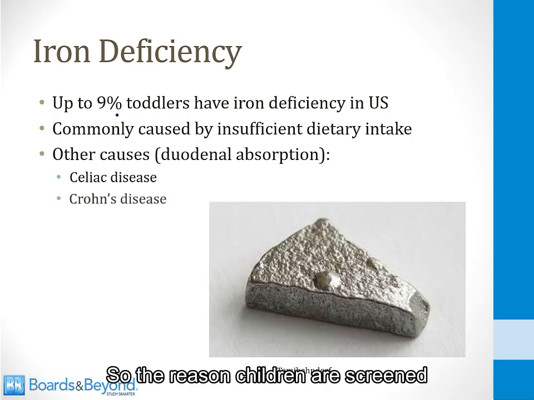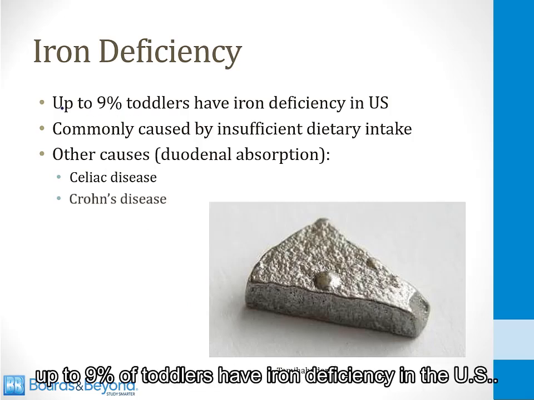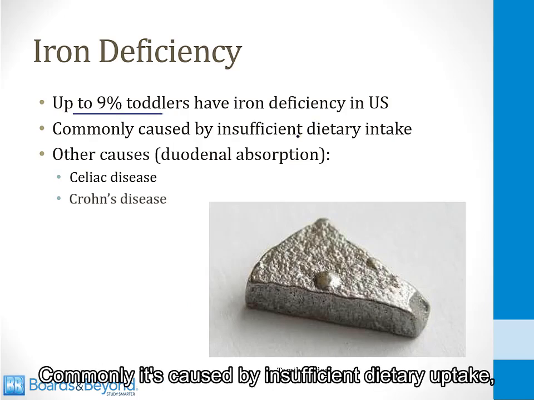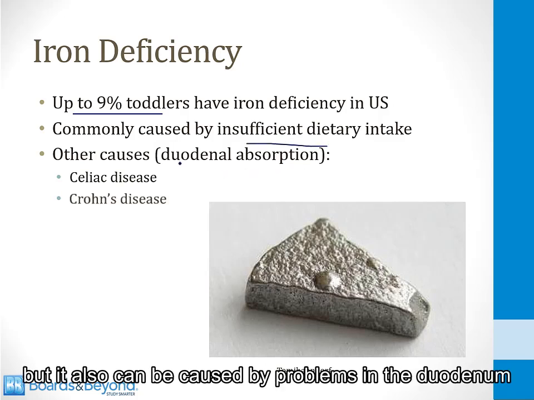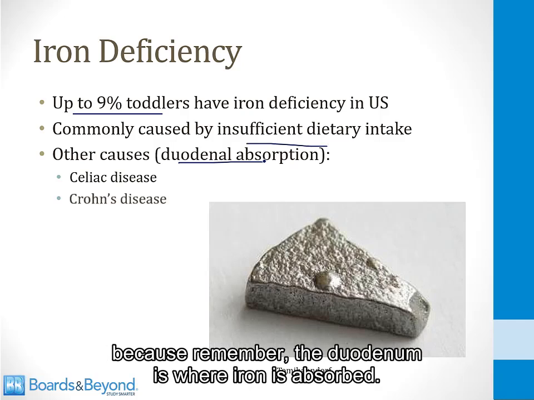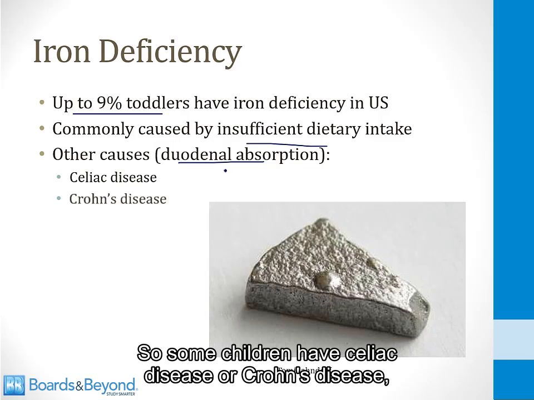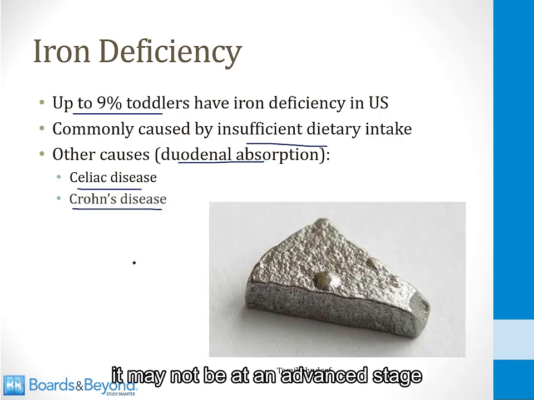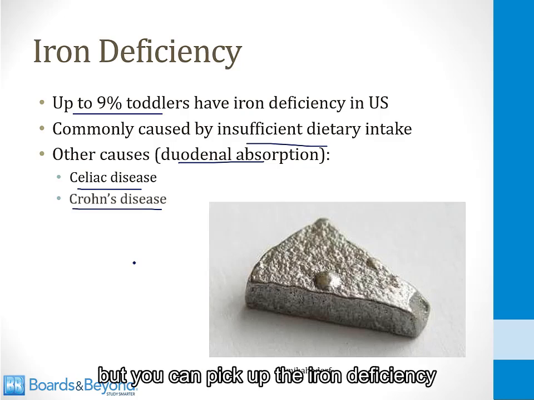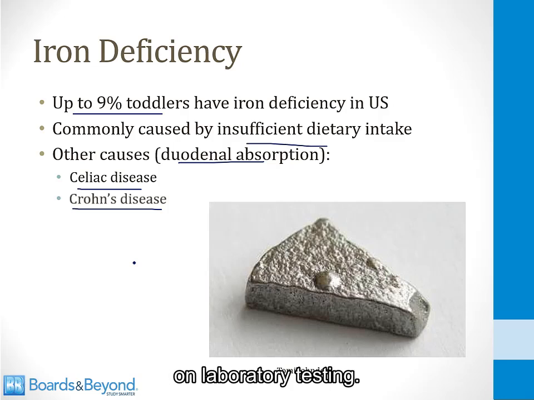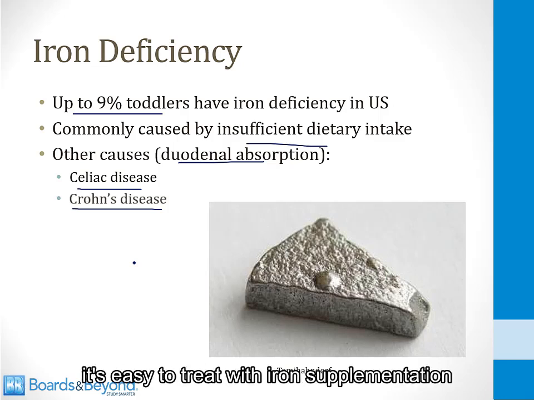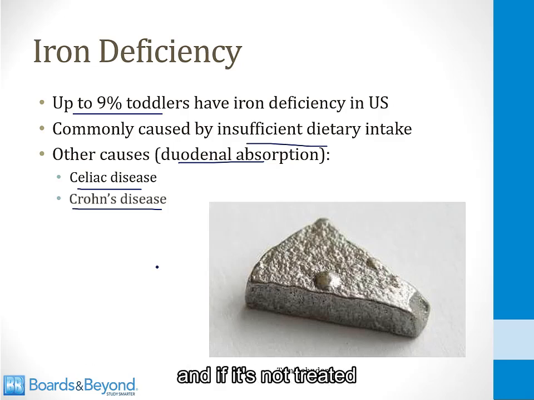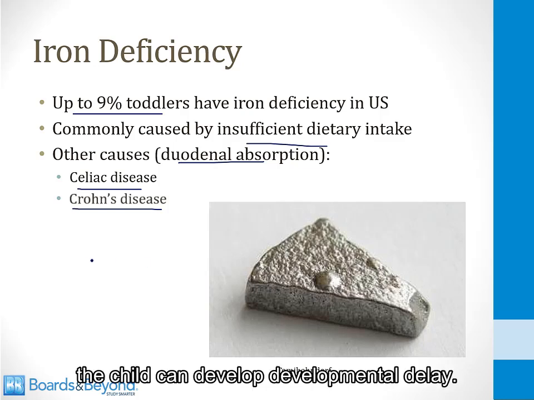So the reason children are screened for iron deficiency is because up to 9% of toddlers have iron deficiency in the U.S. Commonly, it's caused by insufficient dietary uptake, but it also can be caused by problems in the duodenum because remember, the duodenum is where iron is absorbed. So some children have celiac disease or Crohn's disease. It may not be at an advanced stage where it's clinically obvious, but you can pick up the iron deficiency on laboratory testing. And the reason this is done is because it's easy to treat with iron supplementation, and if it's not treated, the child can develop developmental delay.